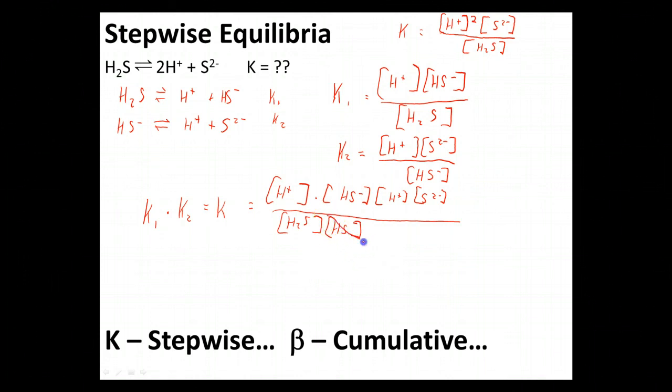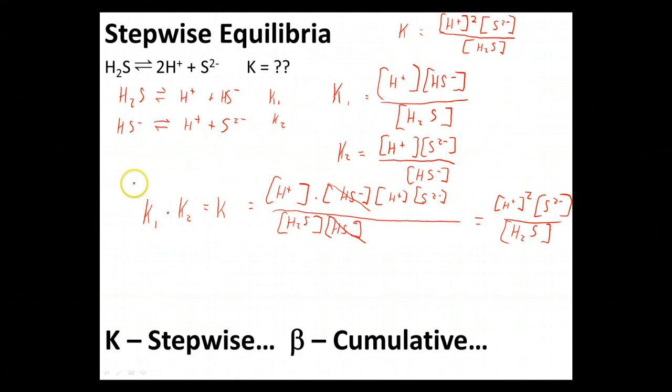But we also need to do a little cross-canceling. And we should probably combine these two terms. And when we do that, we end up having H plus times itself is going to be squared. We're going to have S2 minus. Then we still have our H2S on the bottom. And lo and behold, look at that, we have a consistent result.